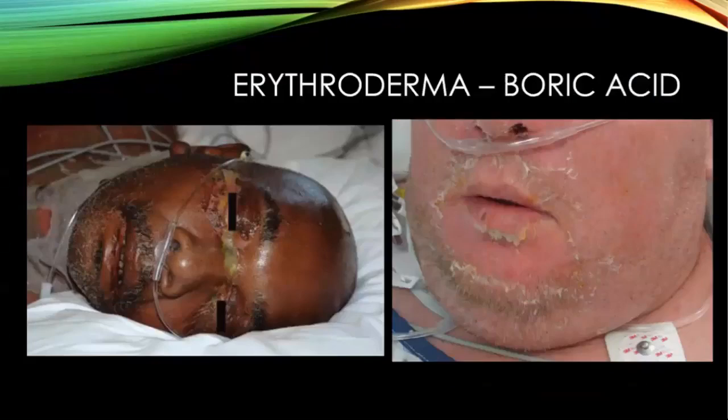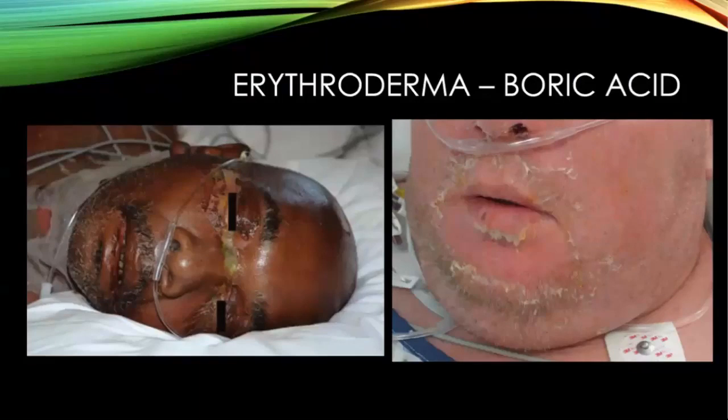The next thing that I'm going to talk about is something called erythroderma, which is also called exfoliative dermatitis. It's really defined as a generalized redness and scaling of the skin. It's not one specific disease entity, but a presentation of a variety of skin diseases, and at times the underlying etiology has never been found. This is an example of boric acid toxicity, which is classically described as that boiled lobster appearance.